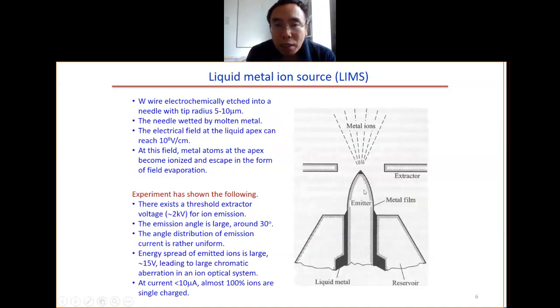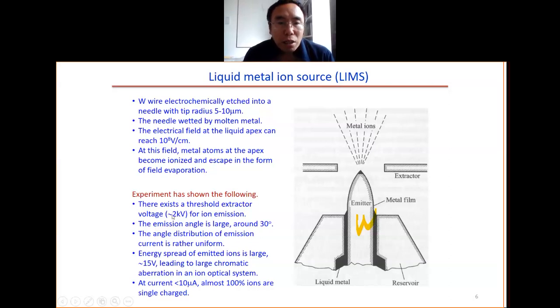You have an emitter here, usually made of tungsten. It's a tungsten emitter. Then you have the liquid metal here, in this case gallium. The metal will wet the surface, goes along the surface and moves to the tip part. We have a very high field, 10 to the power 8 volts per centimeter. Then it gets ionized, then gets extracted by this extractor, and we have ions coming out.